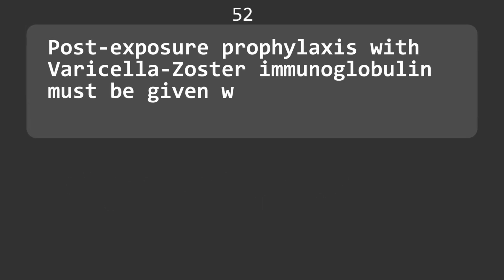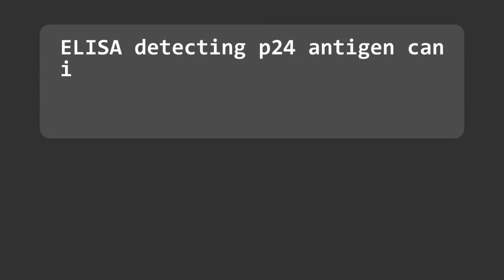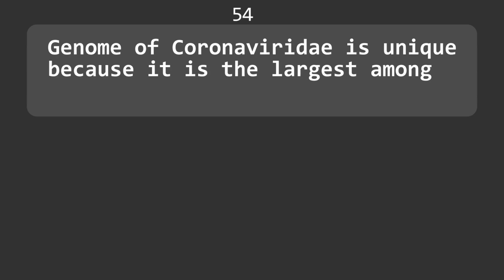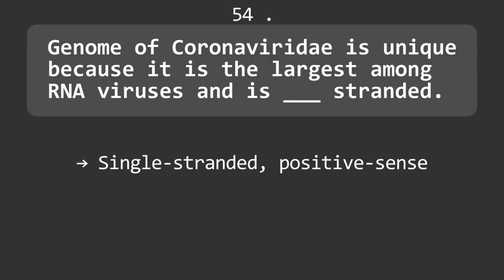Post-exposure prophylaxis with varicella-zoster immunoglobulin must be given within 96 hours of exposure. ELISA detecting P24 antigen can identify HIV infection approximately how many days earlier than antibody tests? 7 to 10 days earlier. The genome of Coronaviridae is unique because it is the largest among RNA viruses and is what stranded? Single-stranded, positive sense.